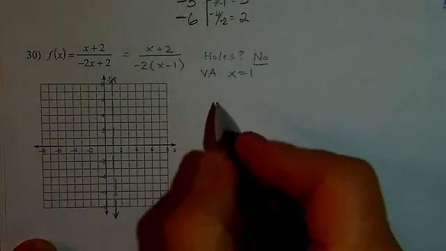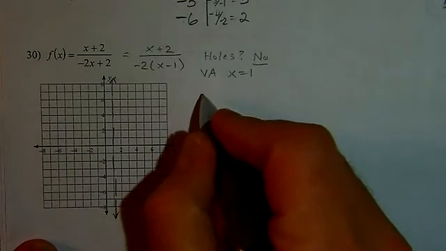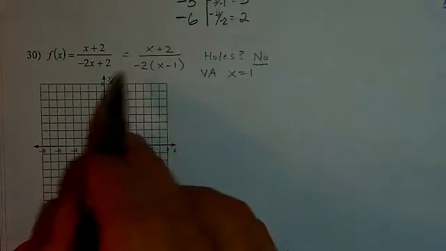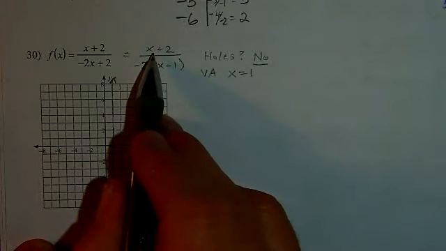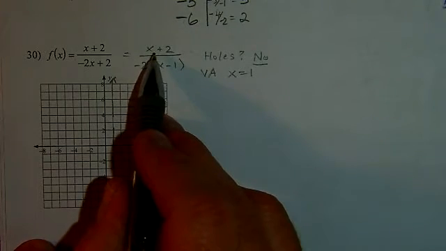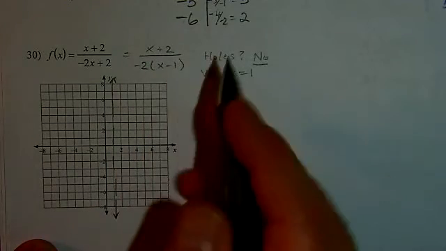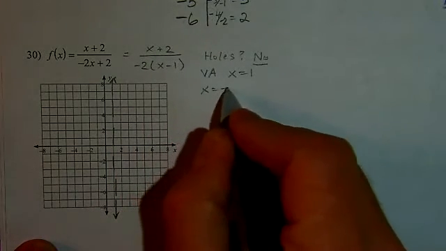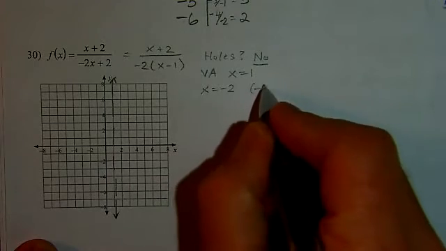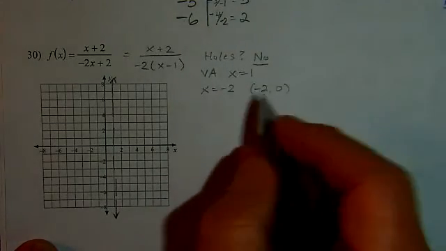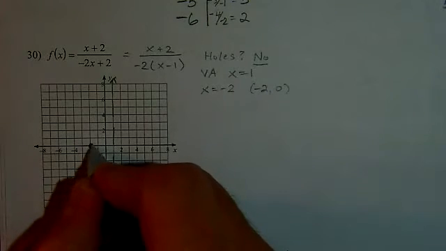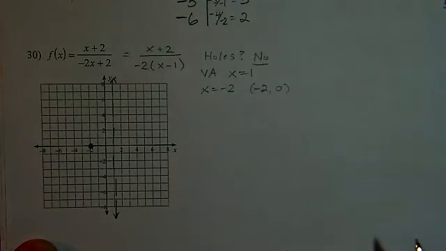Okay, next we want to find the x-intercepts. So we're going to let y equal 0. So we're looking in the numerator here to find out what value of x, or values of x, would make the function value, or the y value, equal 0. And that's going to be x equals -2. So that gives us an x-intercept of (-2, 0), and that's the only x-intercept of this graph. So go ahead and put that in place.